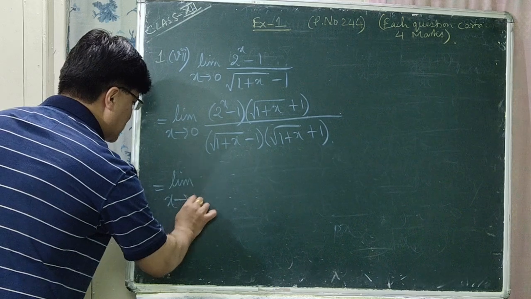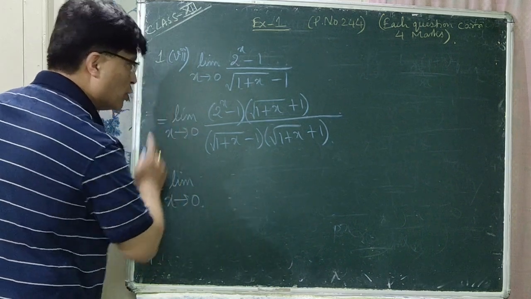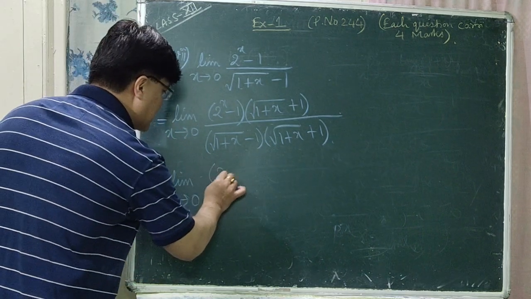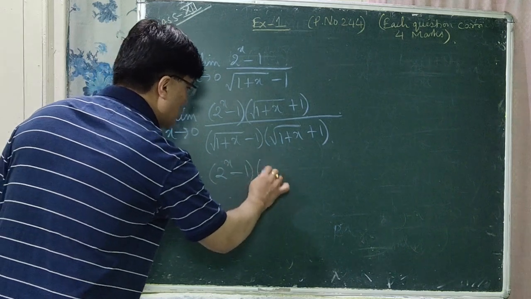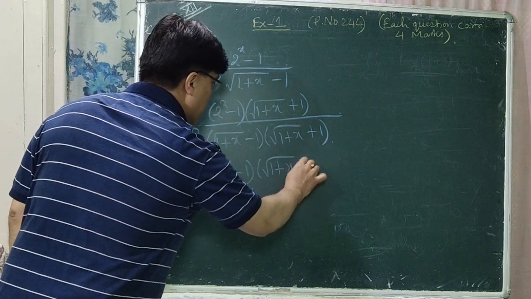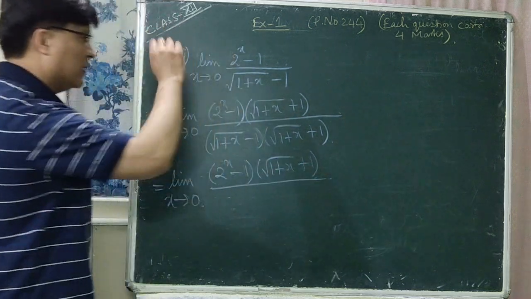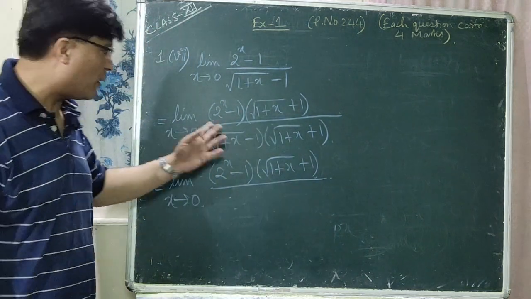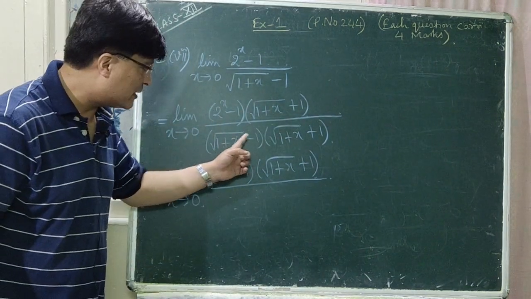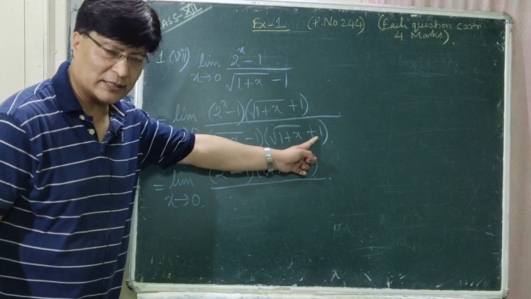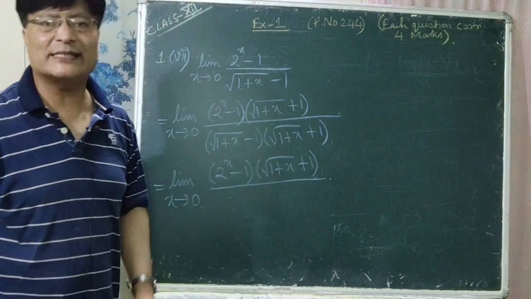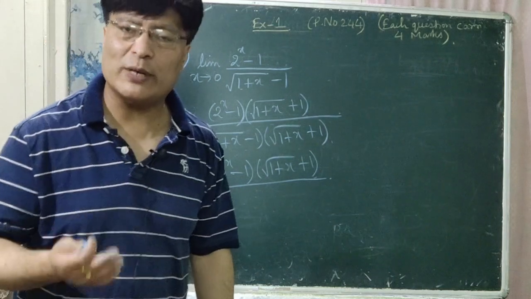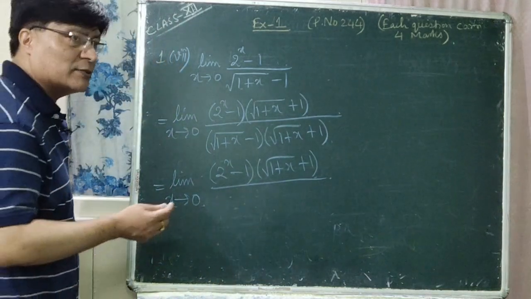Now this is x tends to 0. So the numerator is kept as it is, 2 to the power x minus 1 into root over 1 plus x plus 1, whole divided by. Now in the denominator, which formula is used? Here a minus b into a plus b, isn't it? This root over 1 plus x is taken as a. So what is a minus 1 into a plus 1? That is a square minus b square.